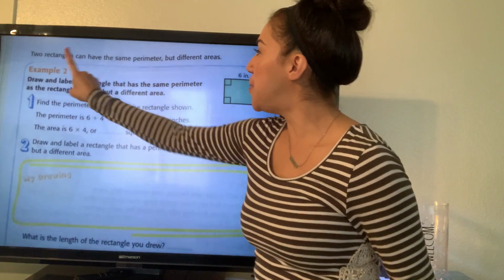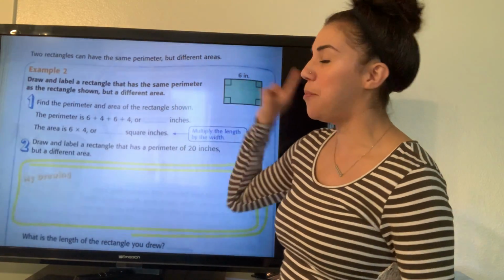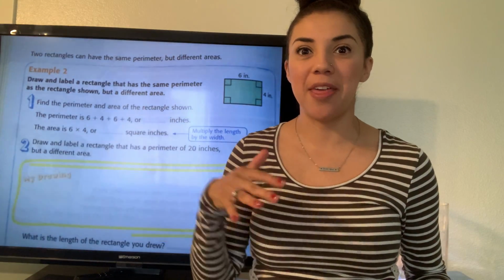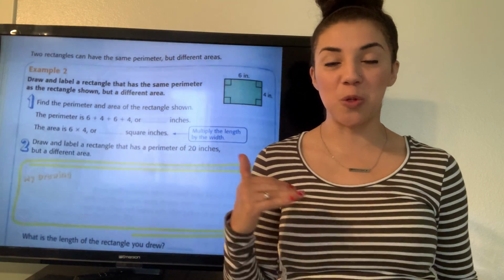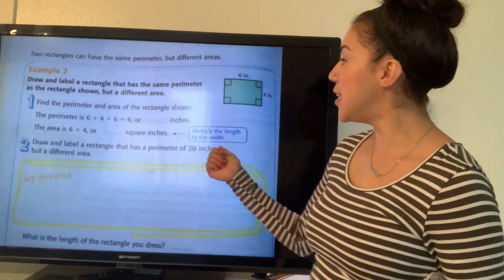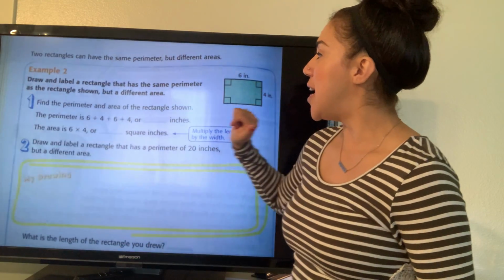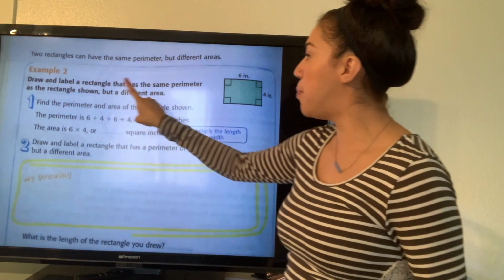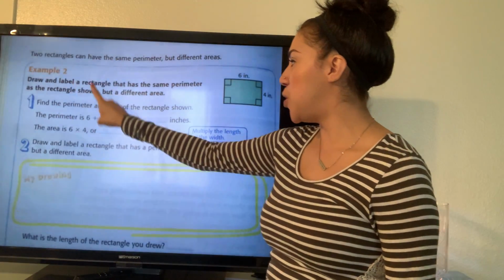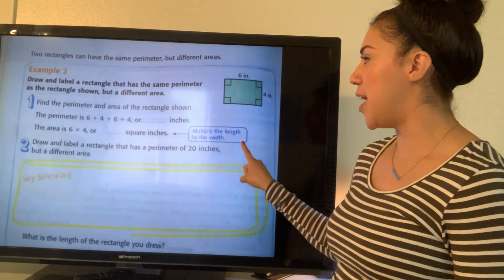Okay. Two rectangles can have the same perimeter but different areas. We just saw that in the last example, where the area for both rectangles was 12, but the perimeter was clearly different. So this is example 2. Here, draw and label a rectangle that has the same perimeter as the rectangle shown, but a different area.